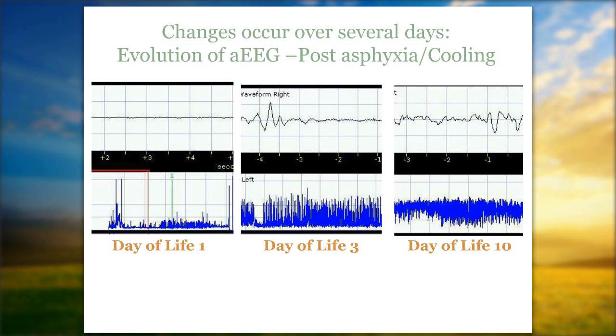By the third day of life, we're almost at a burst suppression pattern, but definitely not normal, though much improved from 2 days previous. And then you can see a week later, this tracing has completely normalized and is showing us a continuous normal voltage, as well as some of those little lows there, which are our sleep cycling, or at least an attempt at sleep cycling.